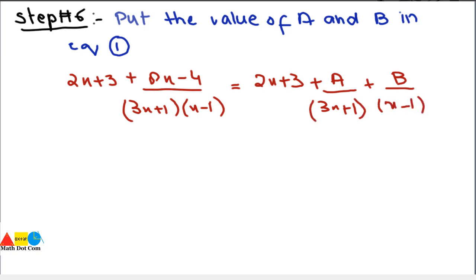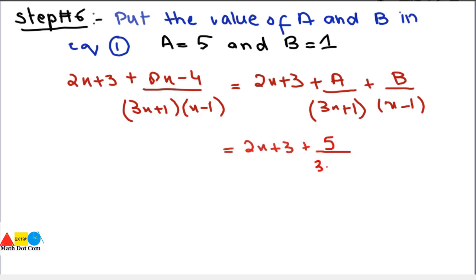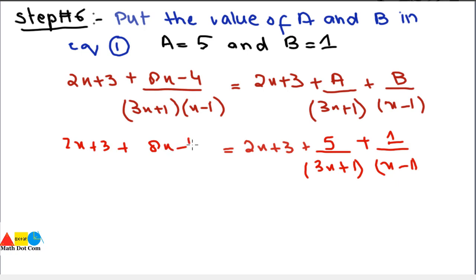So we have to replace a and b with their values, and the values of a and b were a equals 5 and b equals 1. So I'll put the values as 2x plus 3 plus 5 divided by 3x plus 1 plus b, which is 1, divided by x minus 1, and this is basically from 2x plus 3 plus 8x minus 4 divided by 3x plus 1 into x minus 1.